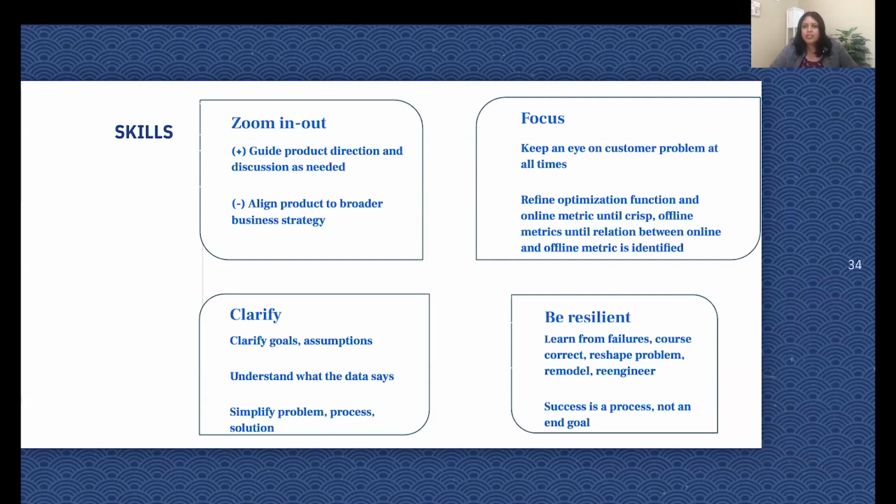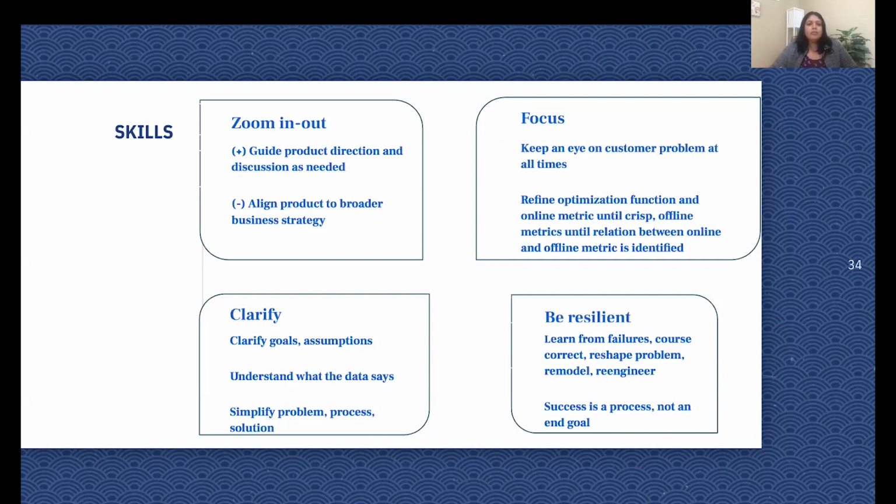Refine the optimization function, the online metric. Try to be as crisp as possible. And also the offline metrics, until you find a relationship between online metric and offline metric, right? So keep iterating on these definitions.